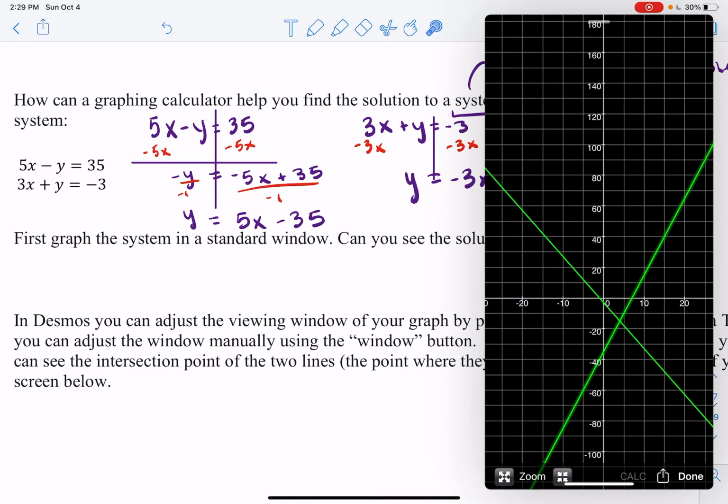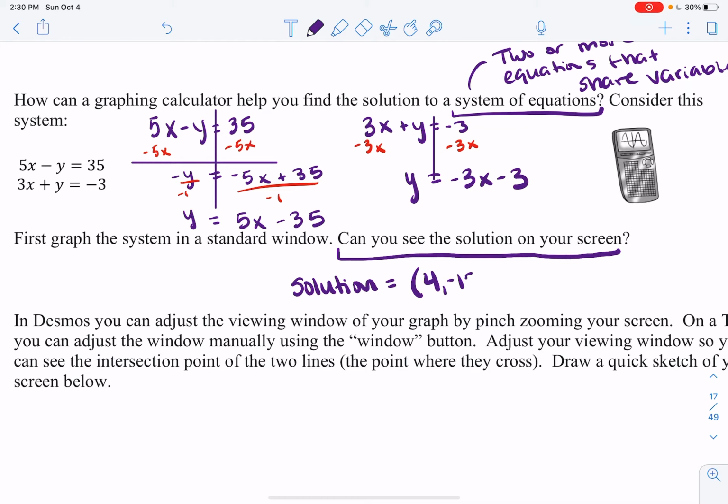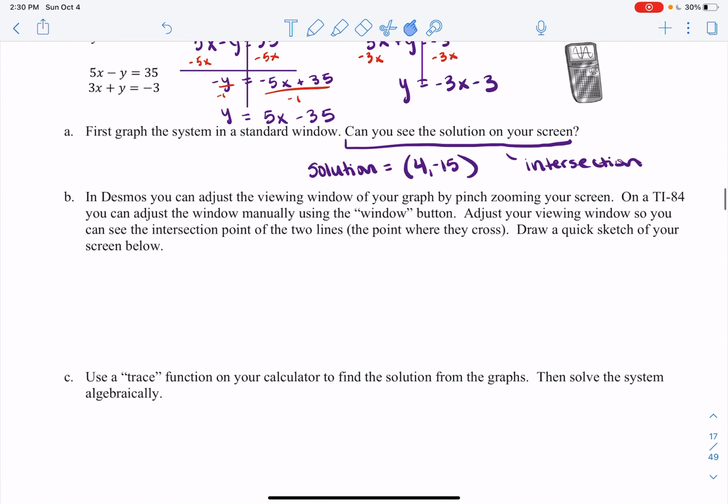Okay, so it says, can you see the solution? If you had to take one guess, what do you think the solution would be? If you think the solution would be the point where they intersect, which is right here, 4, negative 15, you were correct. Yes, we can, because it's the intersection. All right. So it says also, like in Desmos, you can adjust the viewing window, and we can adjust the window in our graphing calculator as well.